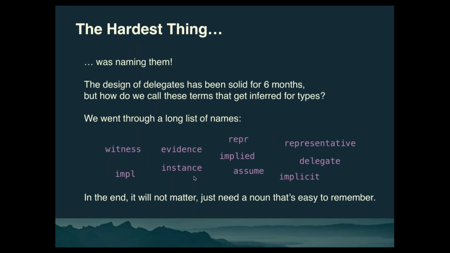Okay. So the hardest thing actually was naming them. The design of them has been solid for 6 months, but how do we call these terms that get inferred for types? And we went through a long list of names. The last remnant was delegate for it.